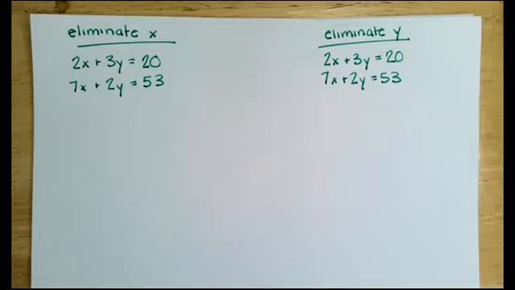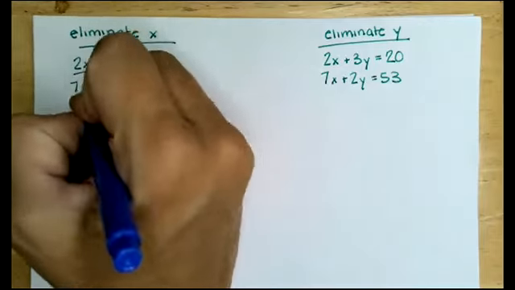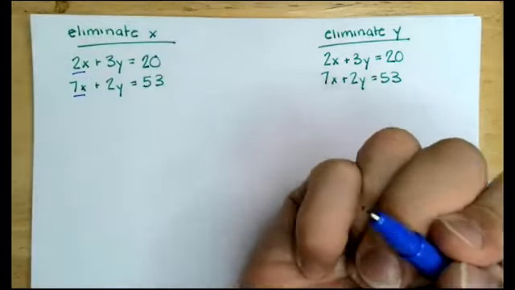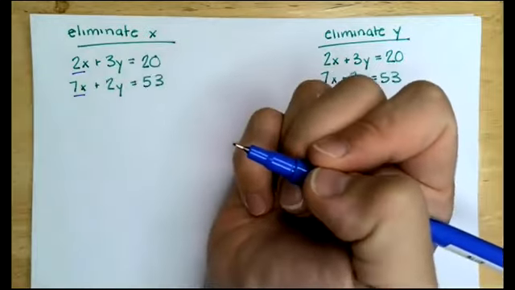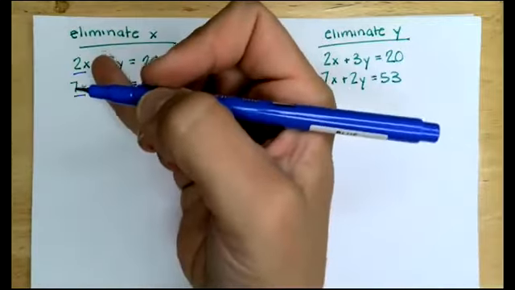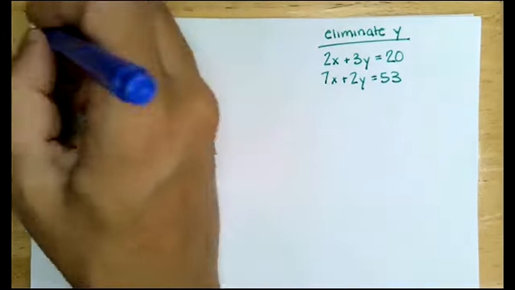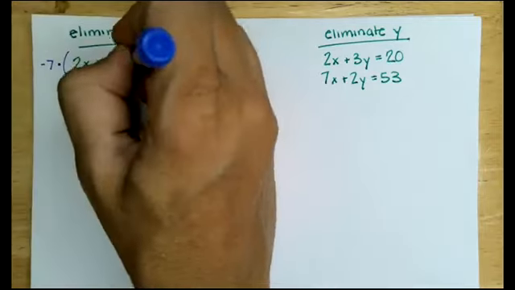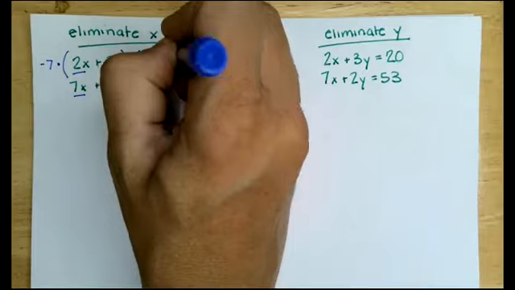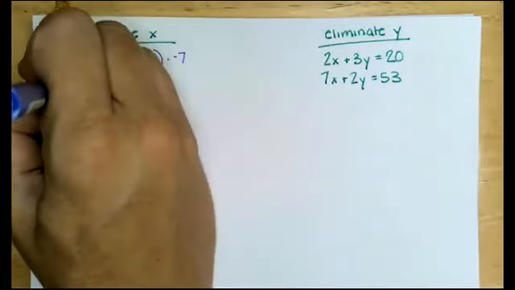With a system, okay? So for this one, I want to eliminate x. The x's are 2x and 7x. So the smallest number I can use as a multiple would be 14, right? One of them needs to be a negative 14, one of them needs to be a positive 14. So I'm going to multiply this whole equation by negative 7. Okay, I'm going to multiply this whole equation by 2.